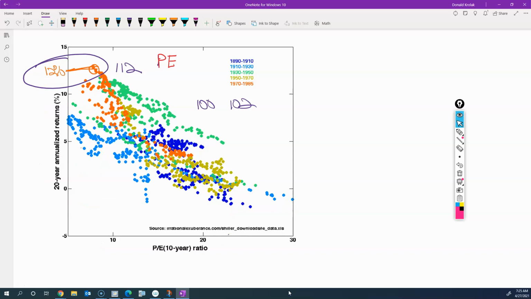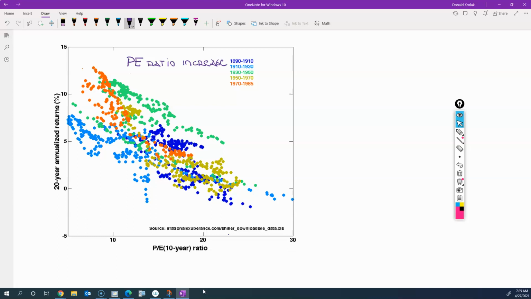So when you look at the P/E ratio, you can kind of see that. What do you notice about the size of the P/E ratio and the amount of return that you get? What's the pattern here? As the P/E ratio increases, as it gets higher, what happens to the amount of return that you get on your investment? As I go to the right, what happens to the amount of return? As the P/E ratio gets larger, is the return that you're getting larger or smaller? Not sure?